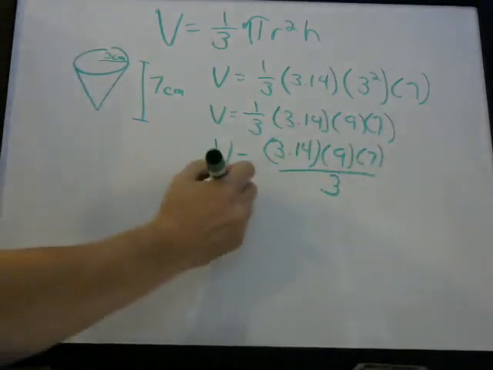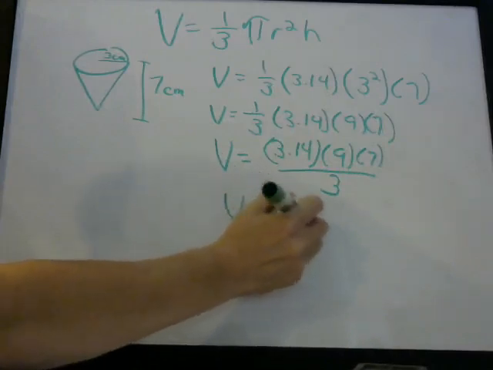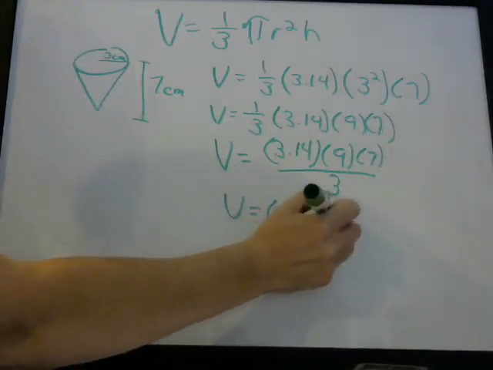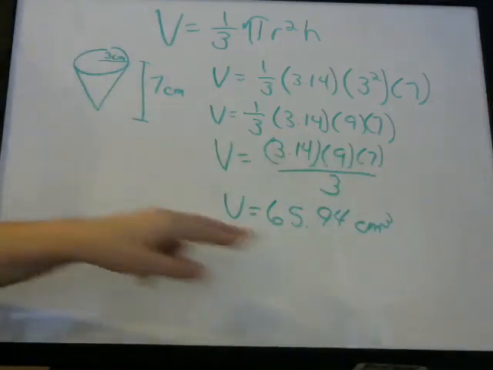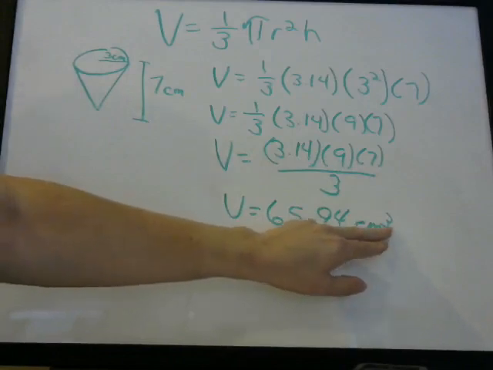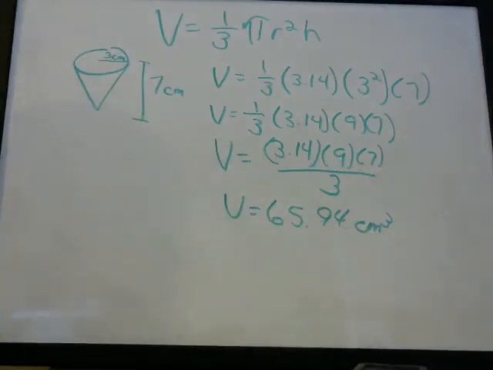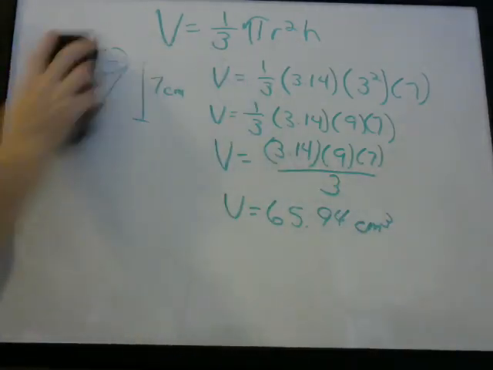And when you do that, you're going to get 65.94 centimeters cubed. Remember, when you're doing volume, the units are always cubic units. And so that can be a key to the question. If they're talking about cubic units, then you know you have a volume question. I'll do another example.